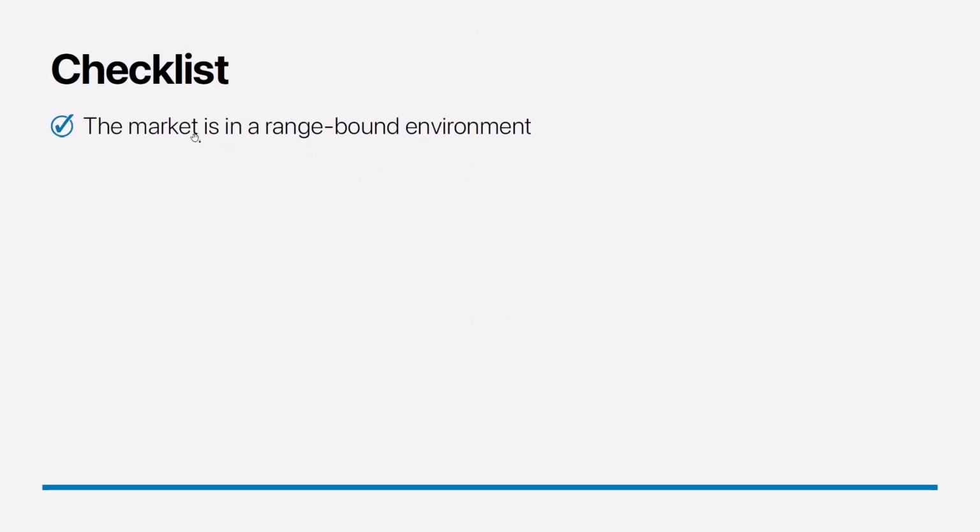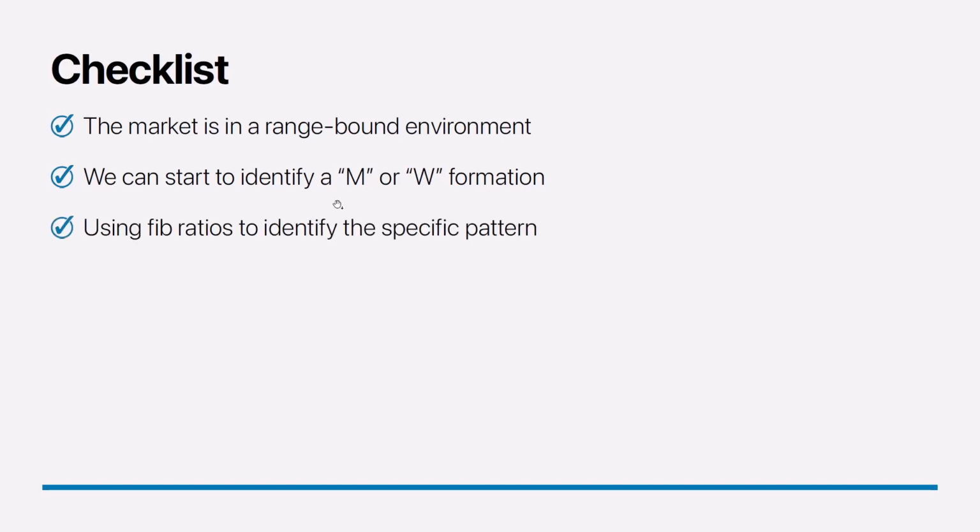The checklist over here is, first, the market must be in a range-bound environment. I'm repeating this quite a lot of times. Second, we start to identify some kind of M and W formation that's developing. Then we use Fibs to identify a specific pattern. The fourth is to set our entry, SL, and TP. That's all. So you realize that when you're using harmonic patterns to analyze as well as trade the market, it's built in entirely, because when you are analyzing the pattern, you're also looking out for your entry, stops, and targets already.